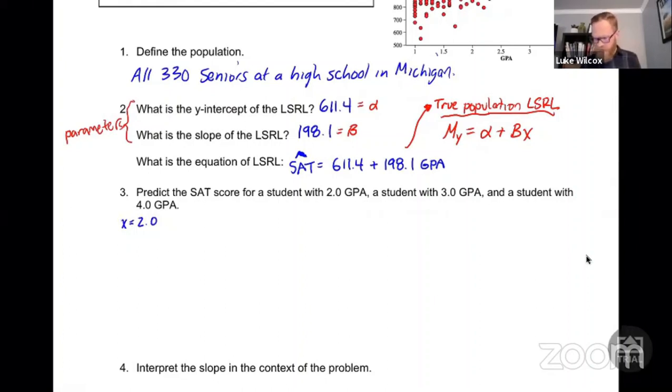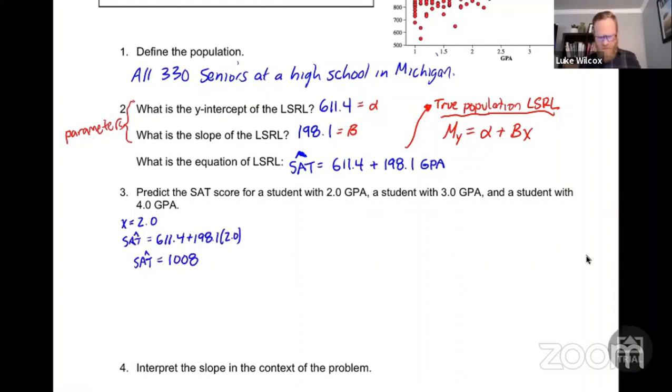that particular X value. So our predicted SAT score here, just using our line of best fit, is 611.4 plus 198.1 times the GPA, but in this case, the GPA is 2.0. And I will tell you that the predicted SAT score for a 2.0 GPA is about 1,008. That's the predicted SAT score for a student with a 2.0 GPA.